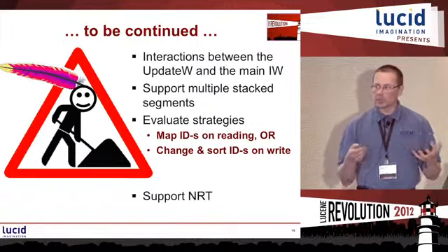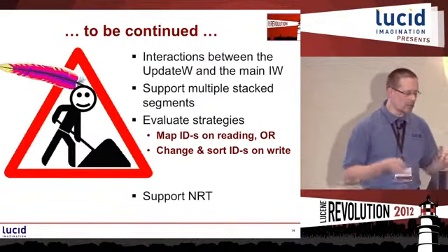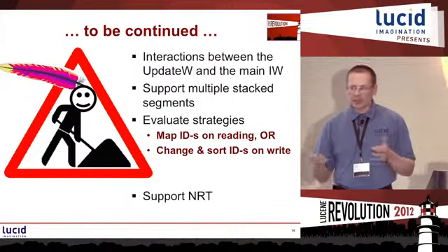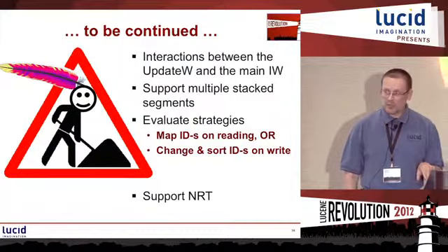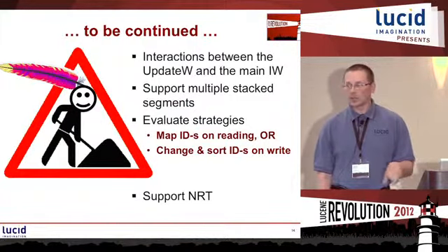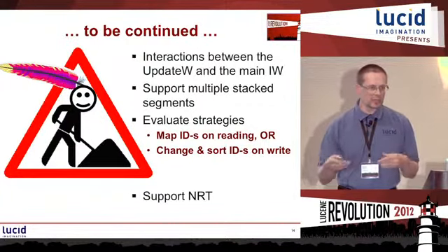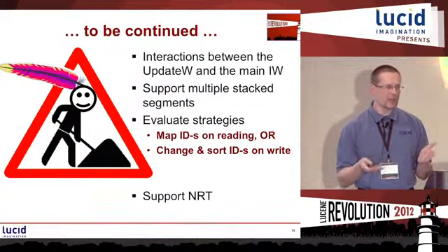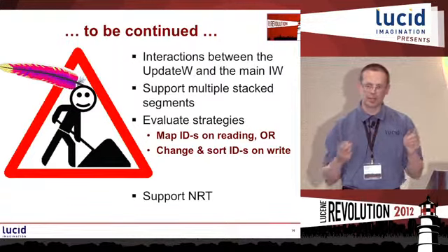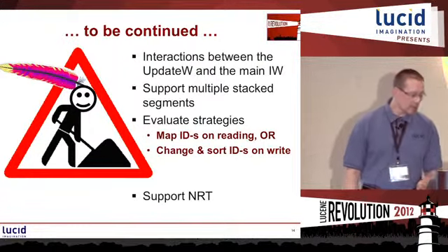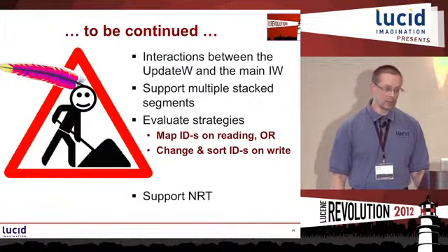So we have to figure out what the interactions are between these additional index writers or update writers and the main index writer. It would be nice to support multiple stacked segments. And we have to evaluate these strategies, whether to remap these IDs on reading, or whether to remap them in advance and only flush segments that match ID per ID with the main segment. And somehow we have to fit in near real time here. I don't know how yet.